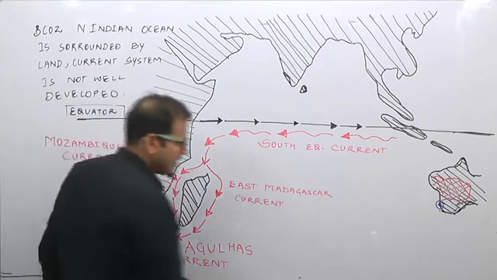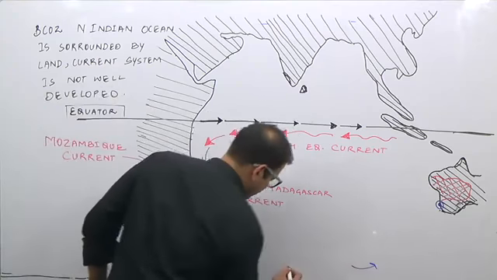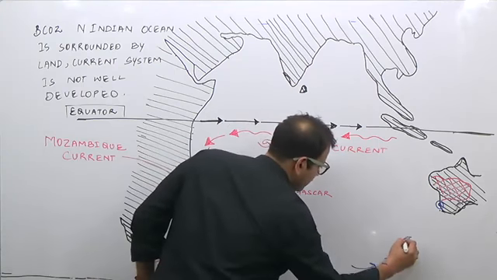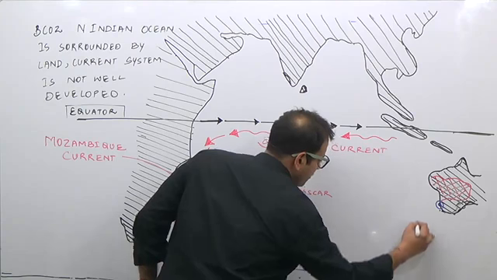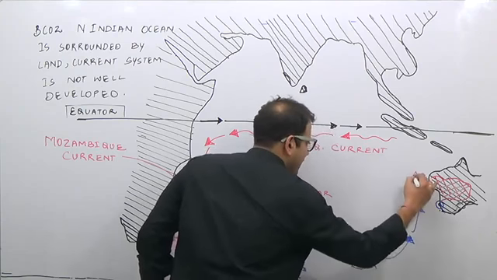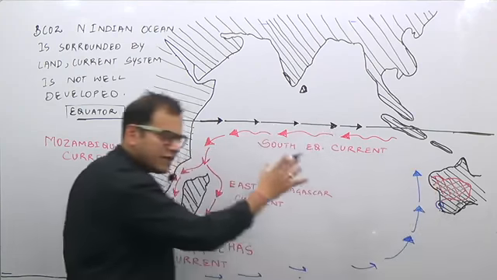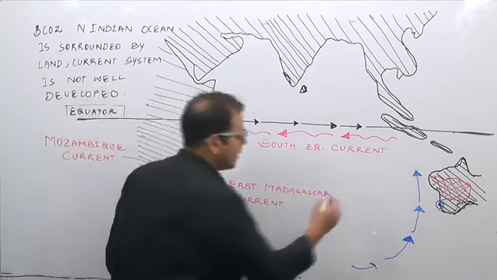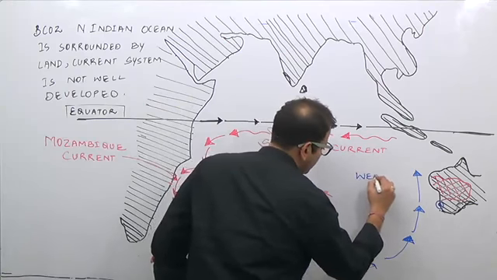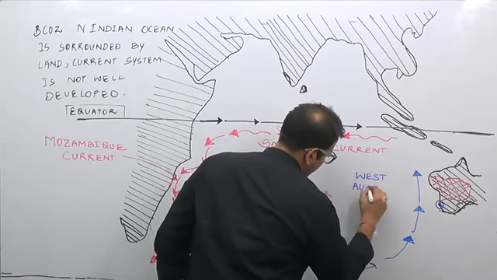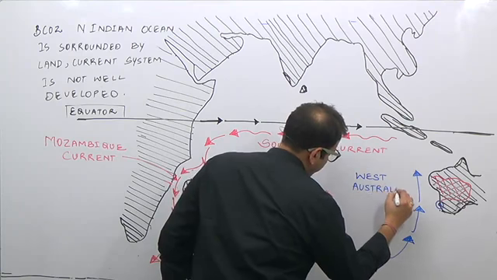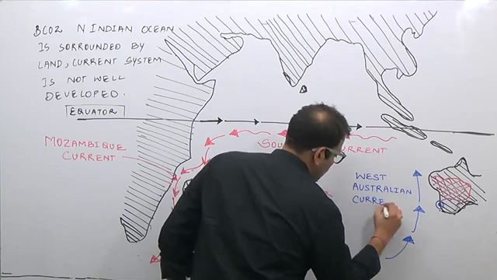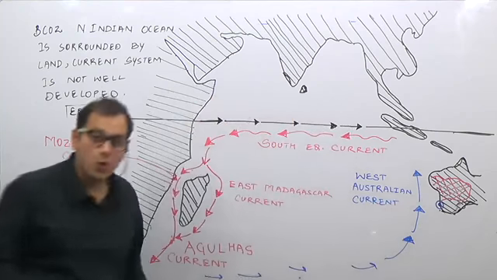What is the cold current? Obviously the cold current will come in the form of the west wind drift, and this west wind drift under the Coriolis force will be deflected to the left hand side. Why is it getting deflected to the left hand side? Because of the Coriolis force, and it will come as the West Australian current. No doubt, the West Australian current is a cold current.